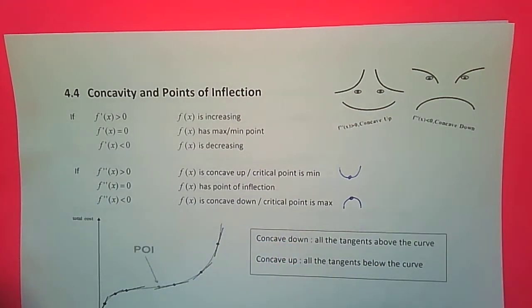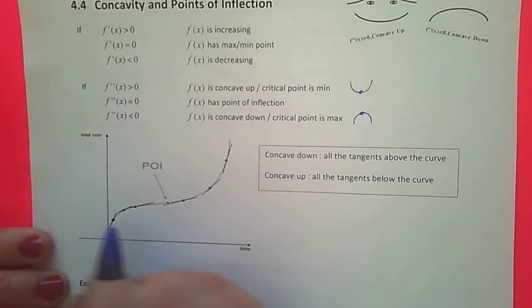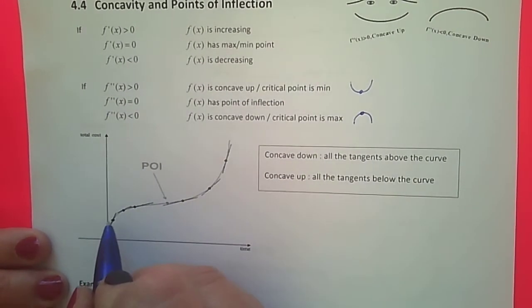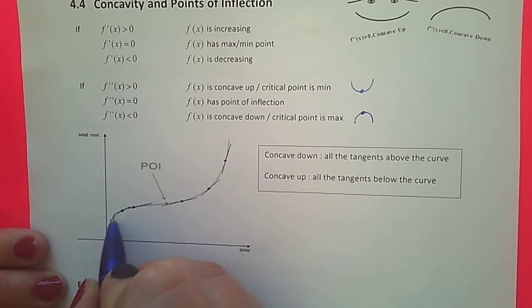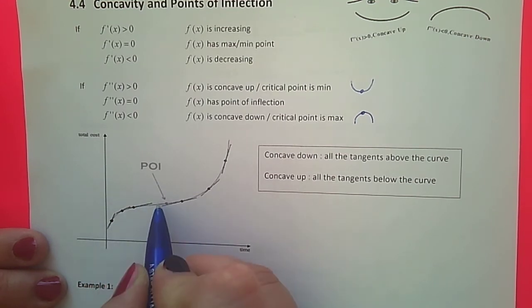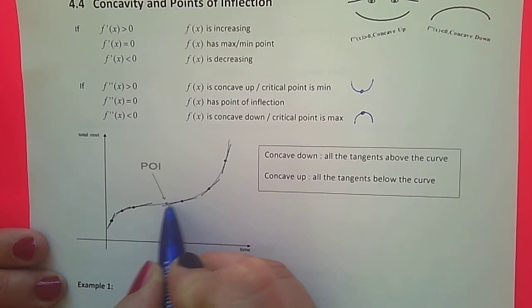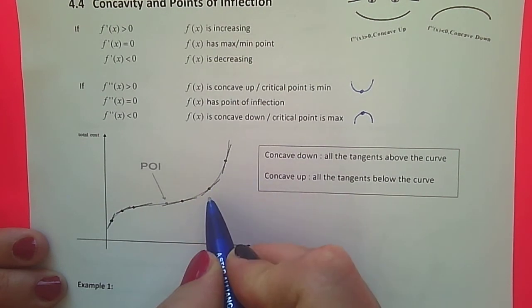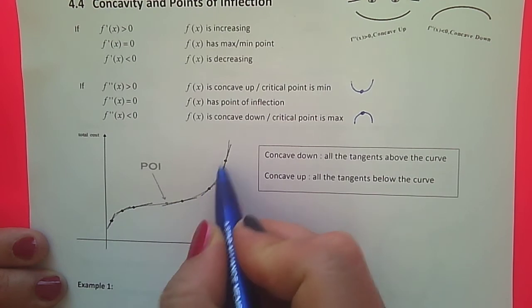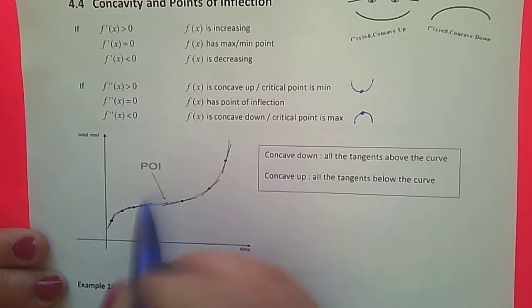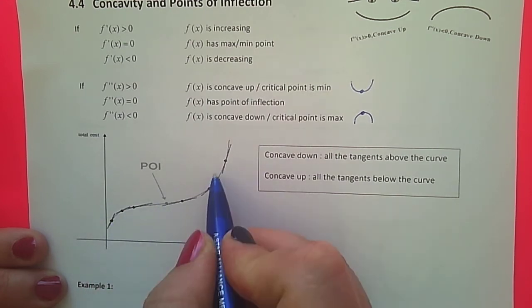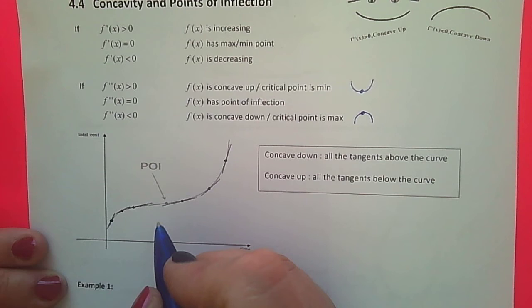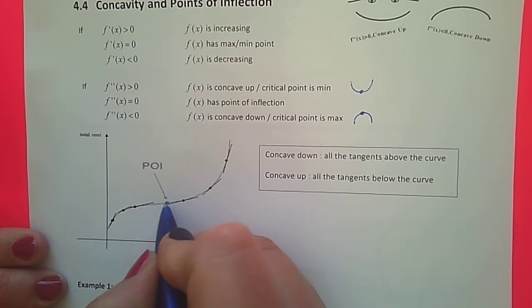Let's look at the definition of concave up or down. This is a given curve. So we can draw tangents on that curve. If the tangents stay above the curve, then that piece of curve is considered concave down. If the tangents stay below the curve, then that piece of curve is considered concave up. Where the function is changing from concave down to up, or in other cases from up to down, we have a point of inflection.